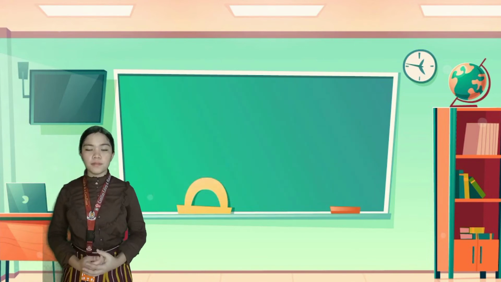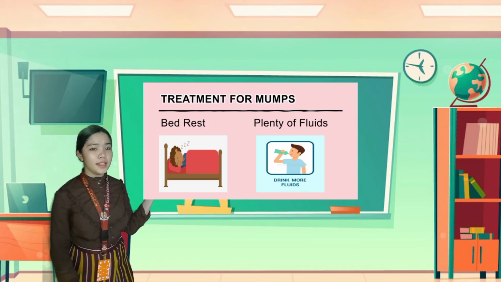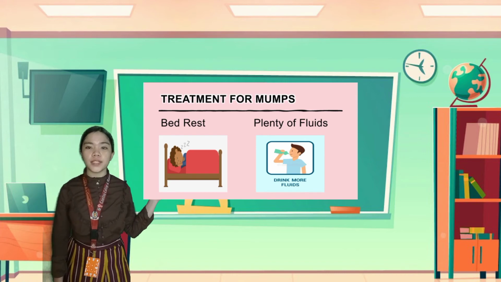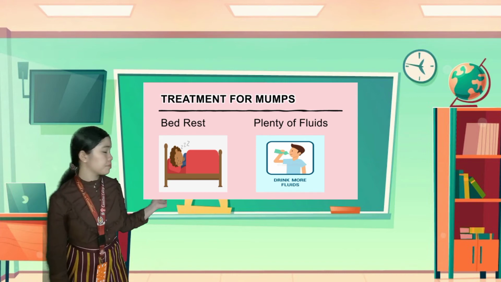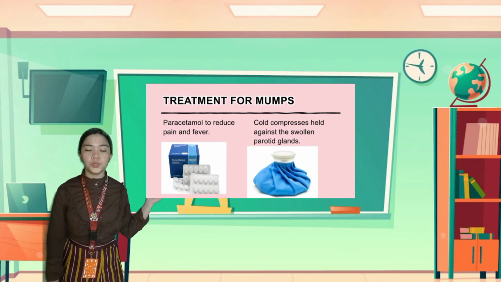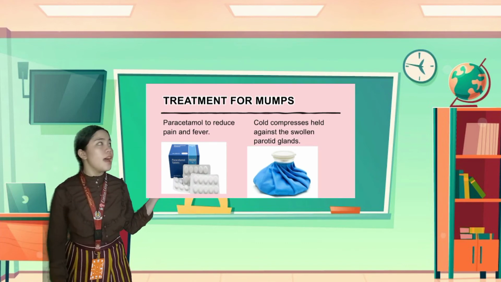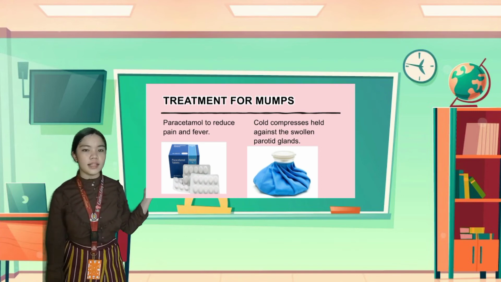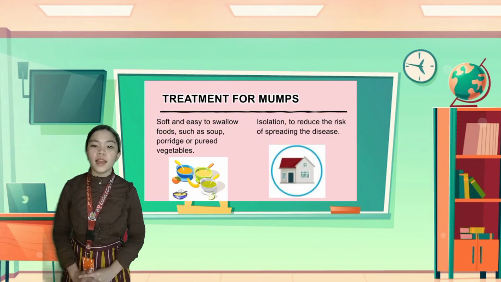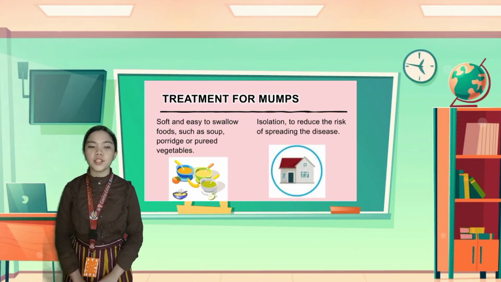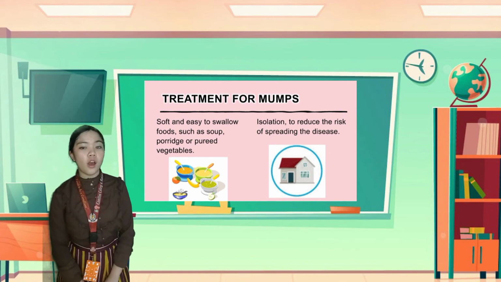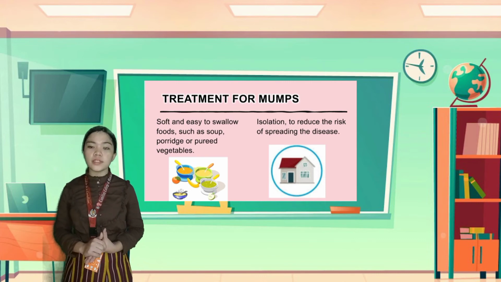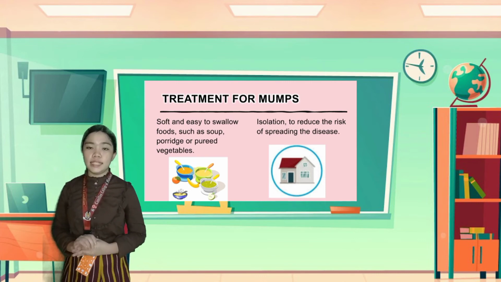The treatment of mumps includes bed rest as much as possible, drinking plenty of fluids to avoid dehydration, and paracetamol to reduce pain and fever. Also cold compresses held against the swollen parotid glands, and soft and easy to swallow foods such as soup, porridge or pureed vegetables, and also isolation to reduce the risk of spreading the disease.